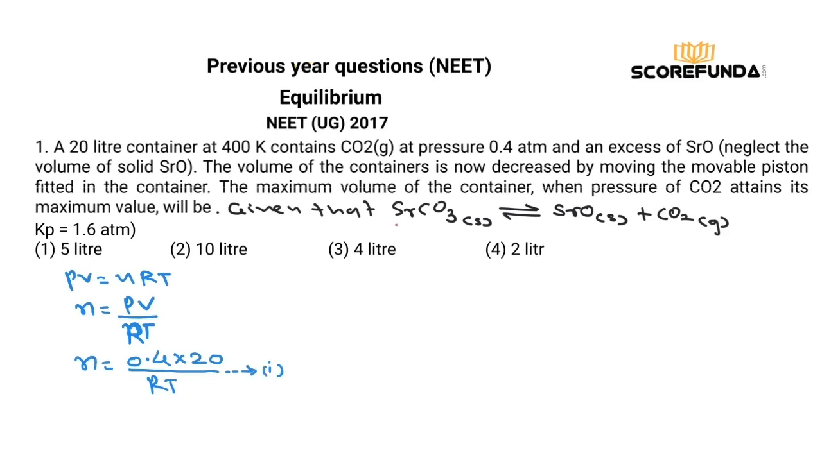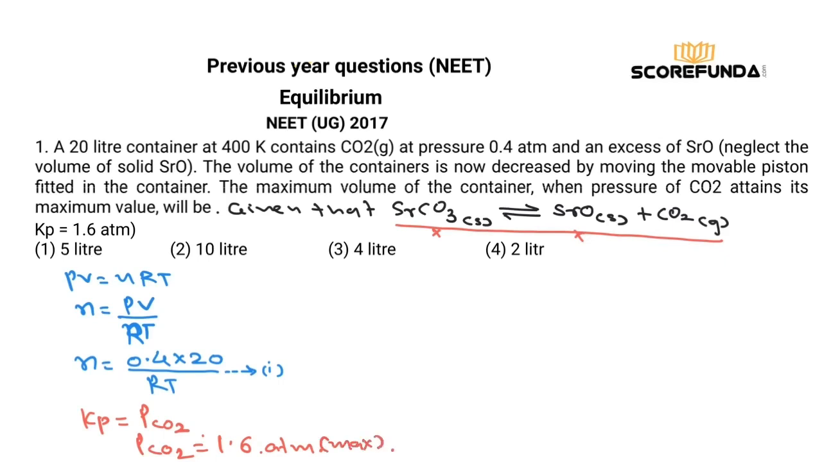Similarly, from the equation अगर सपोज हम लोग देखें तो SrCO3 सॉलिड है, SrO सॉलिड है, तो हमको समझ में आएगा कि Kp will be equals to PCO2. इसका मतलब PCO2 should be equals to Kp का value which is being given to be 1.6 atmosphere. So this should be the maximum pressure of the CO2 when it attains equilibrium.